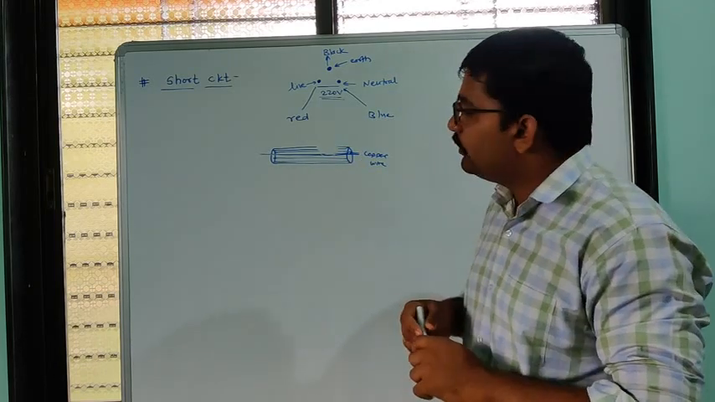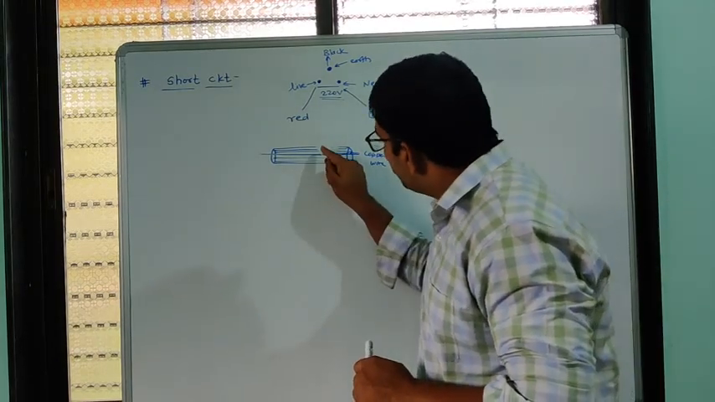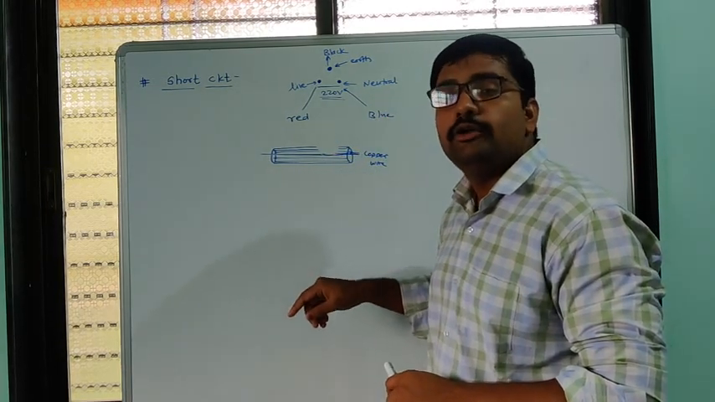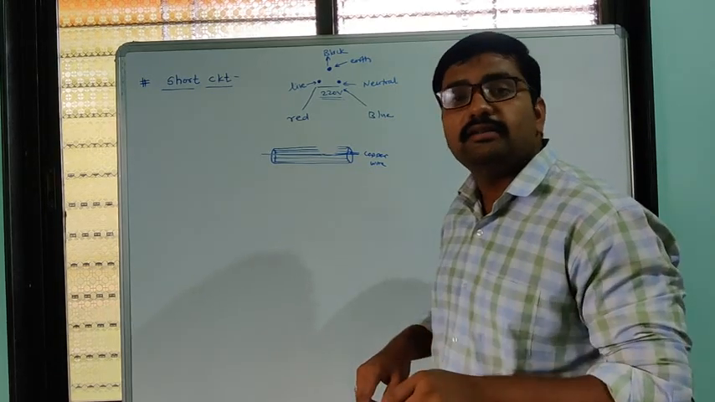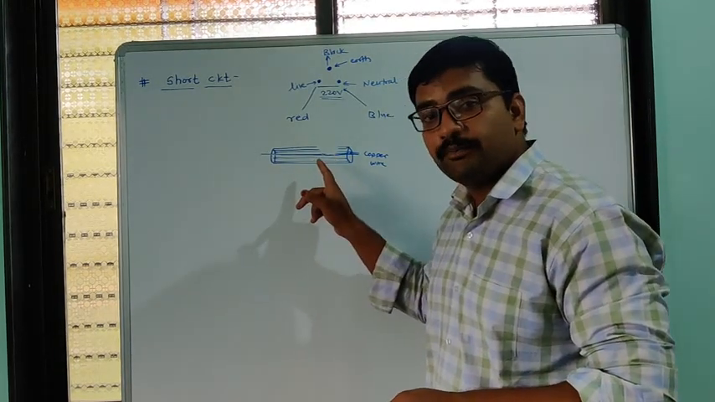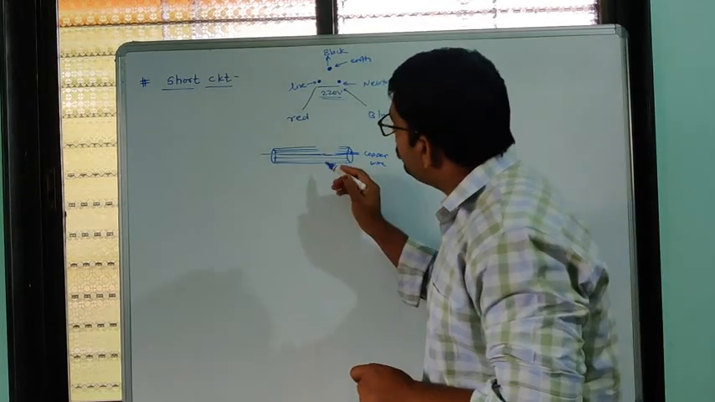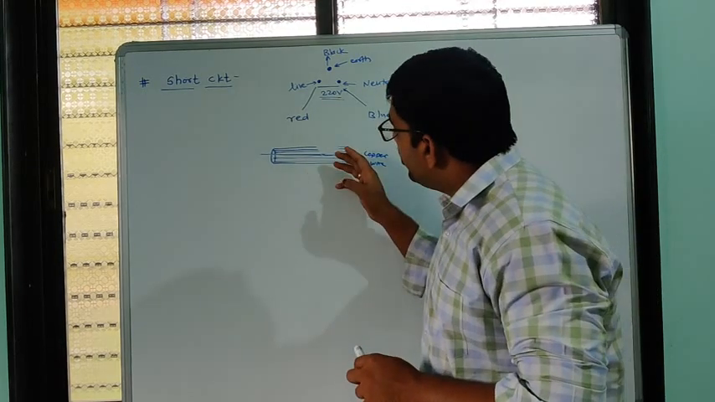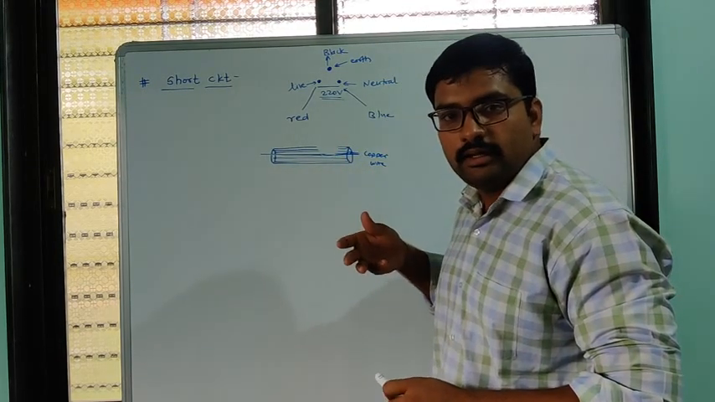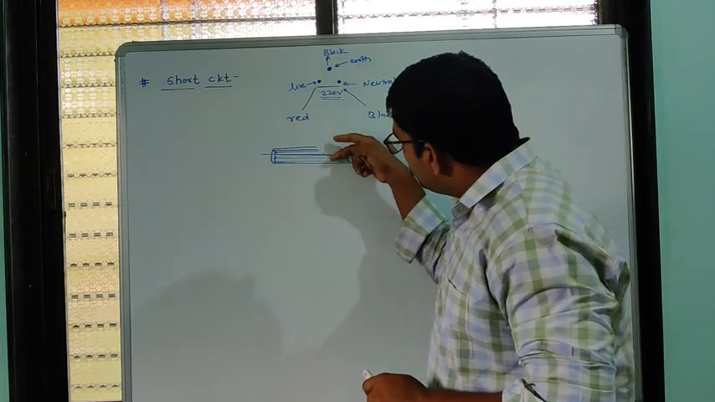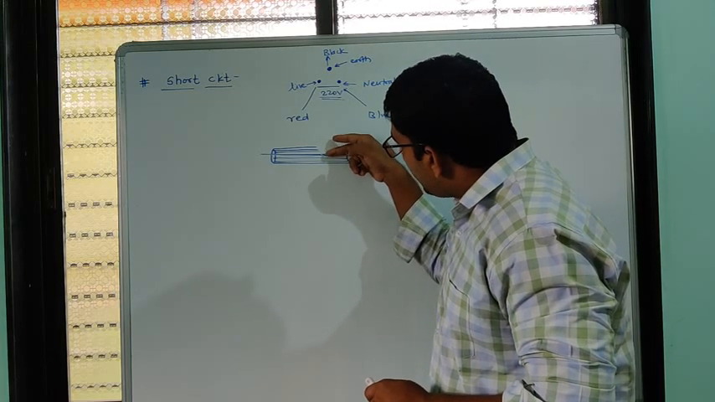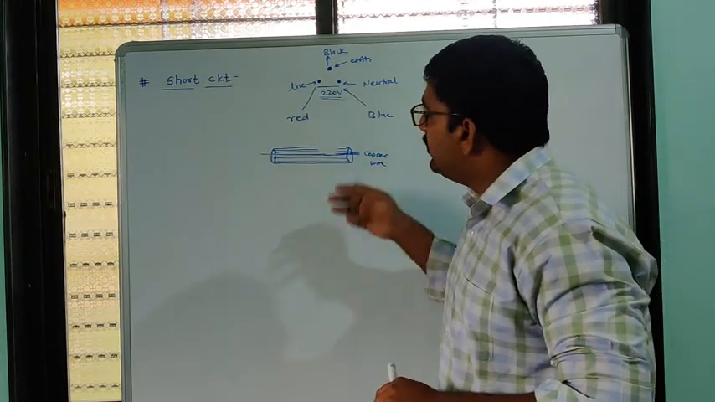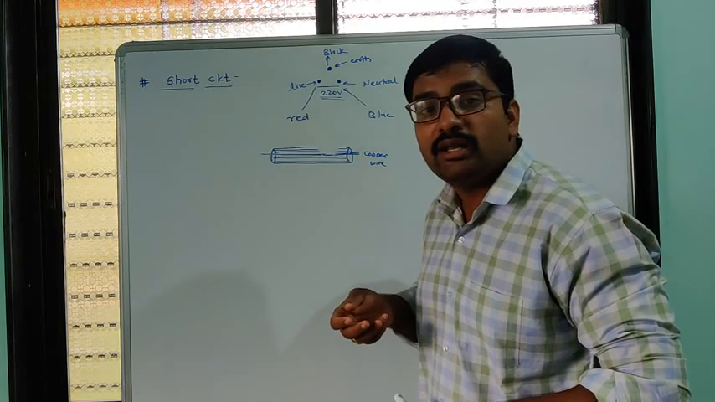What happens here? Due to some problems, this coating is removed from the live and neutral wire. Due to that, a large current flows through these wires. So due to that large current, what happens here? Large heat is produced. Due to the touching of the live and neutral wire, a large current flows, and due to that, large heat is produced over here.